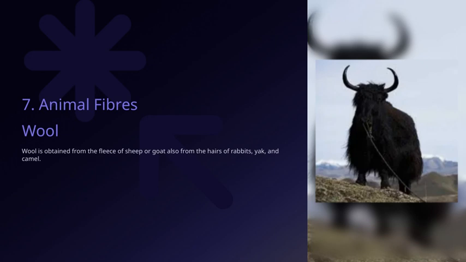Understanding the sources of wool helps us appreciate the diversity of animal fibers and their significance in the textile industry. This ties into our overall theme of exploring different natural fibers and their unique characteristics.